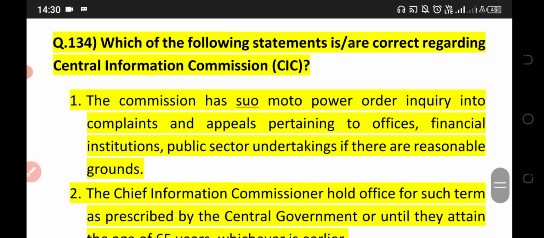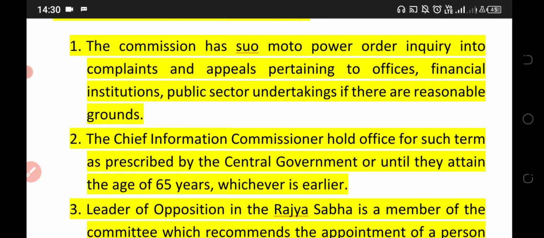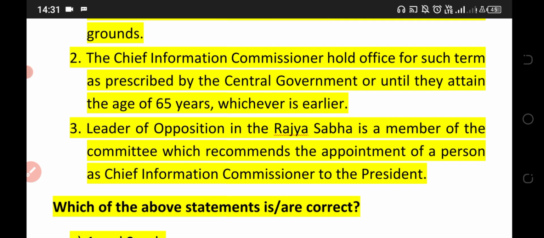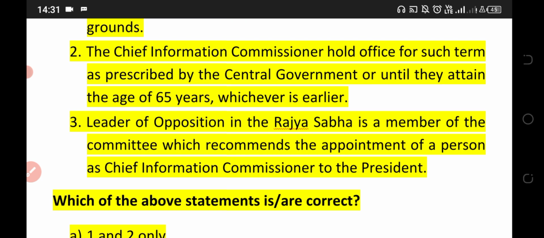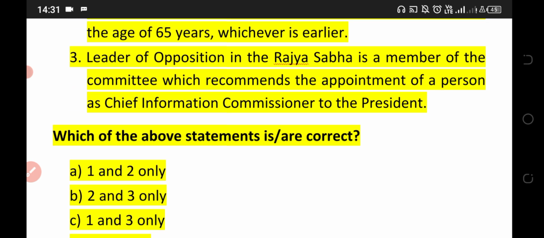Which of the following statements is/are correct regarding Central Information Commission (CIC)? The Commission has suo motu power to order inquiry into the complaints and appeals pertaining to offices, financial institutions, public sector undertakings, if there are reasonable grounds. The Chief Information Commissioner holds office for such term as prescribed by the central government or until they attain the age of 65 years, whichever is earlier. Leader of opposition in Rajya Sabha is a member of the committee which recommends the appointment of a person as a Chief Information Commissioner to the President.